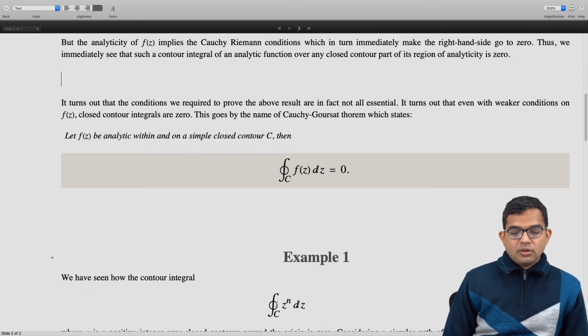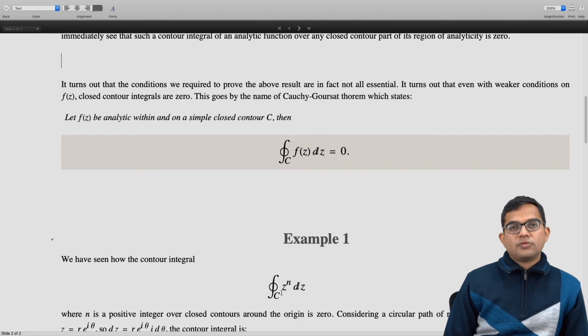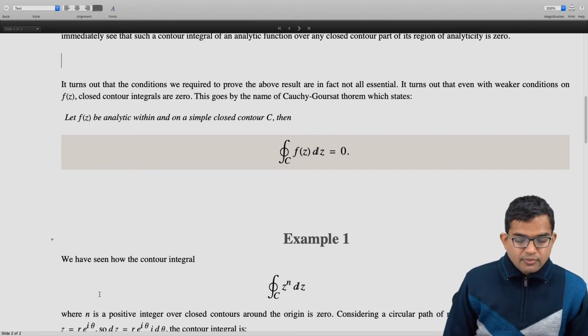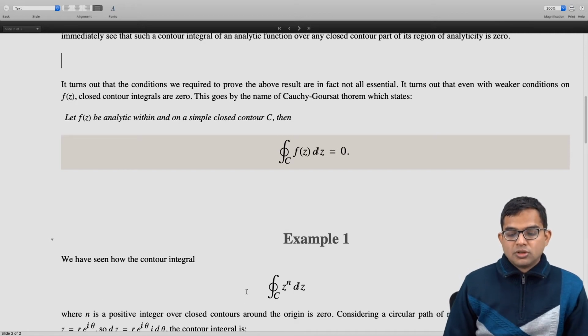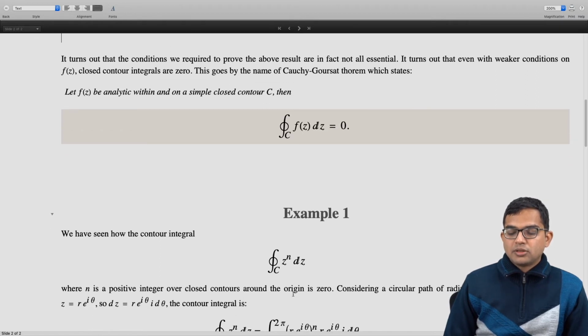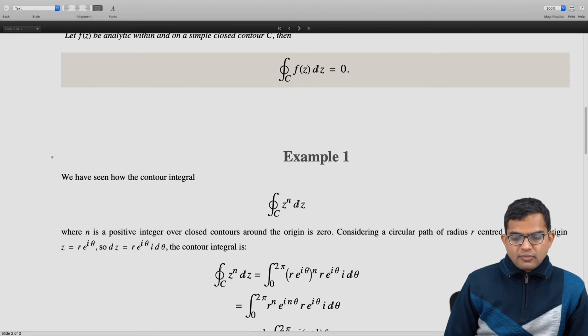If you look at this integral, this we have already seen. If you take the closed integral of the function z to the n dz, where n is a positive integer, over closed contours around the origin, this is going to be 0. Consider a circular path of radius r centered around the origin, and put z equal to r times e to the i theta, so dz is equal to r times e to the i theta times i d theta, and the contour integral is just given by this.